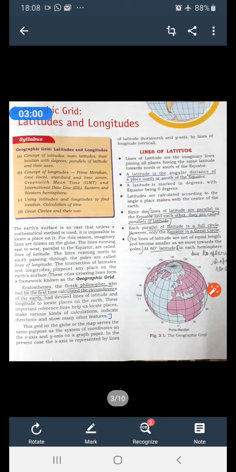Now each parallel of latitude is a full circle, but the equator, that is the 0 degree latitude, is a great circle. The equator is called a great circle because it divides the earth into two equal halves. The lines of latitude are not of equal length and become smaller as we move towards the poles. When we draw these lines of latitude on the map, as they move towards the north and the south, they are not of equal length. They become smaller and smaller because of the shape of the earth.